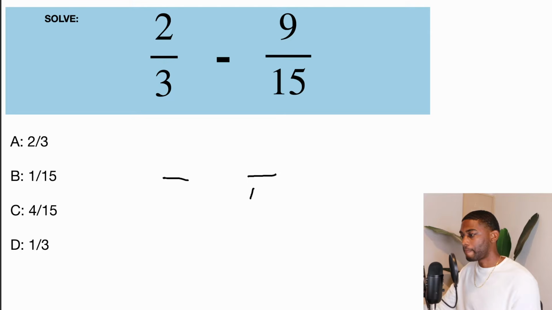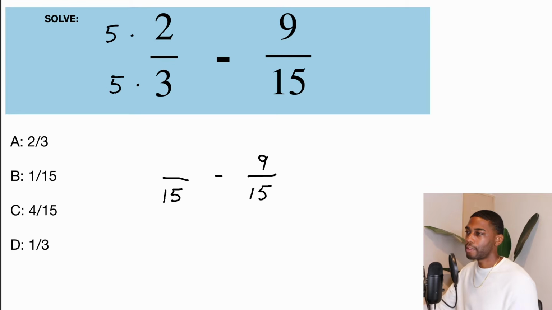15. Right? So then this 9 over 15 stays the same. We're going to be subtracting. 15 is going to be our common denominator, right? Because 3 times 5 or 5 times 3 will give us 15 as a denominator. Whatever we did to the bottom, we also have to do to the top, right? 5 times 2 is 10.